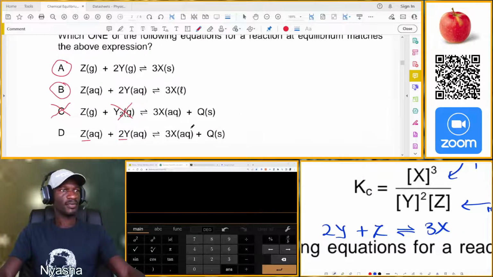Where are we? Yes, we're here. And then it has a 3x and a q, there's a q there. So part D does have what we're looking for, right? Part D is what we are looking for.